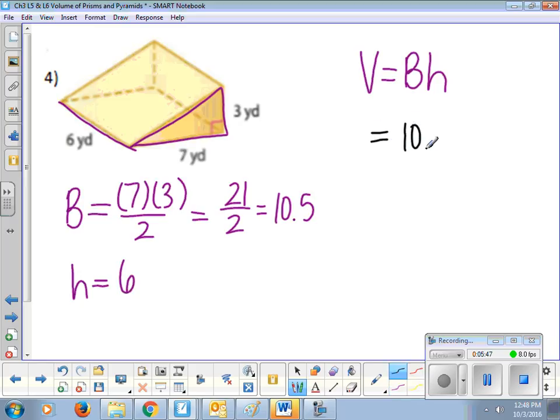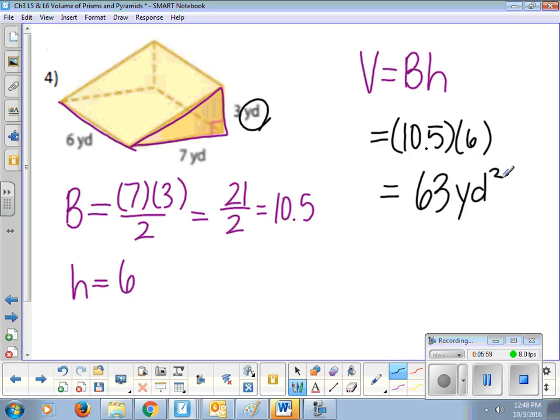Plug our values into our formula. Area of the base is 10.5, and we need to multiply that value by 6. 10.5 times 6 gives us 63. Our units are yards squared.